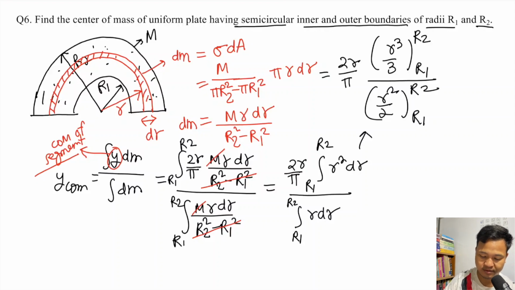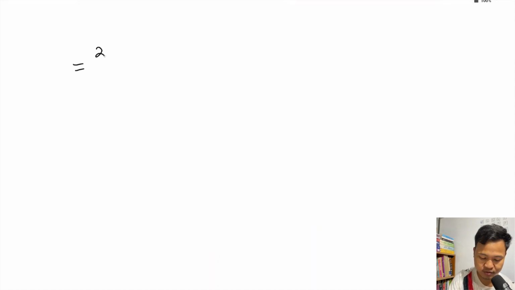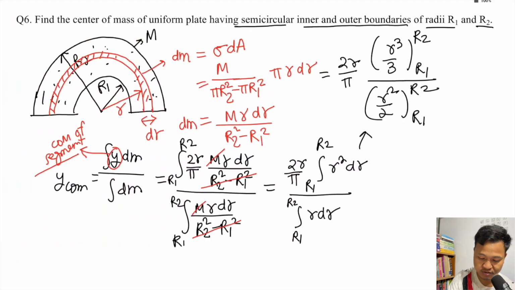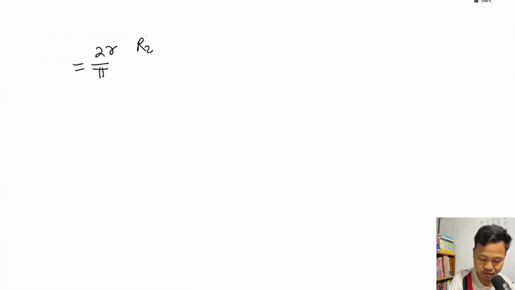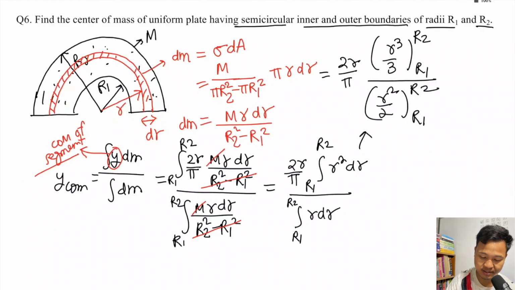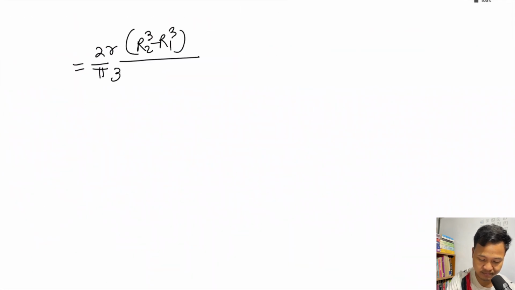Putting in the values, 2r by pi. For the cube you have r2 cube minus r1 cube, divided by 3, so that 3 will come down here. And r2 square minus r1 square divided by 2, so 2 will go upside like this.